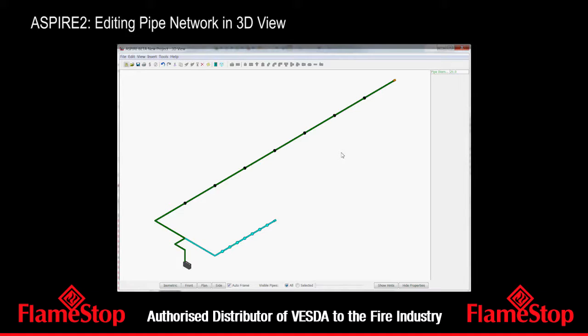A significant new feature in Aspire Beta is the 3D view. This view allows us to see the features as we're adding them, so we can look at our pipe design, and we can select different parts of the pipe design, and as we do, the properties appear up here, and we can edit these properties.